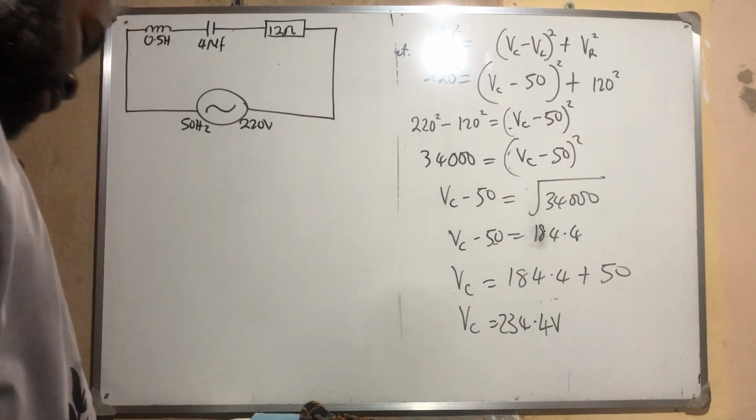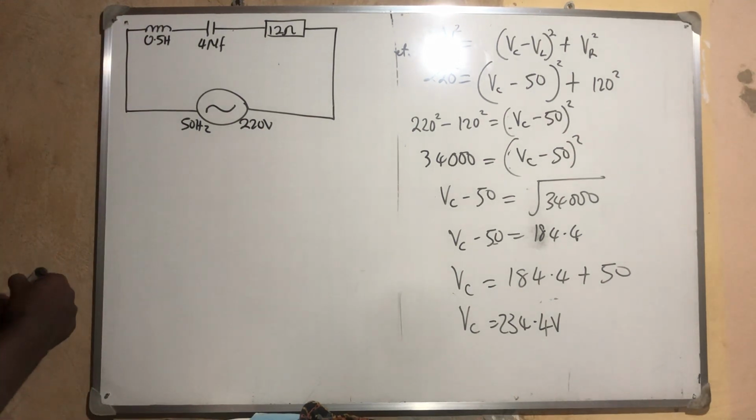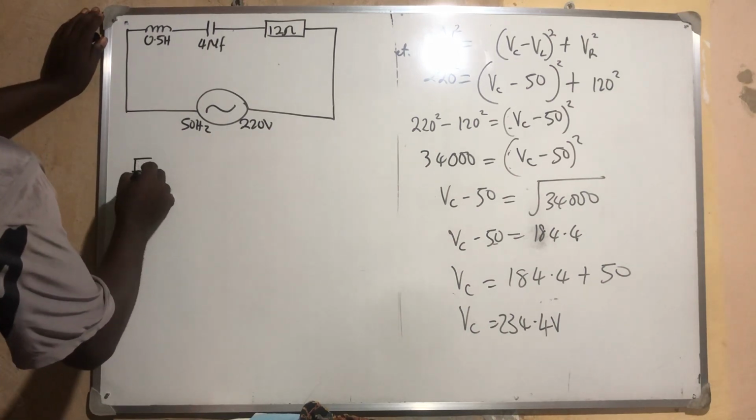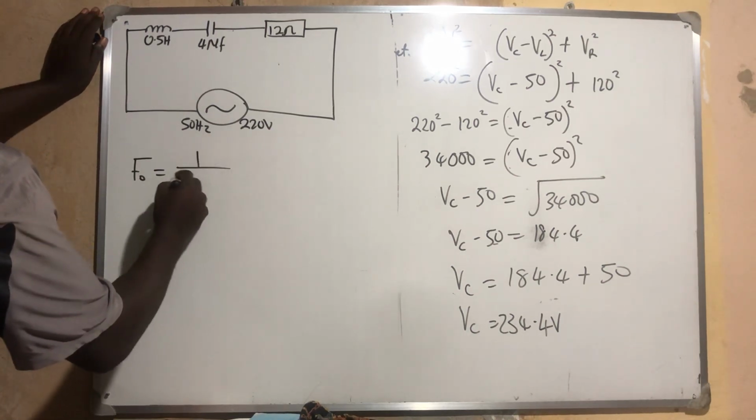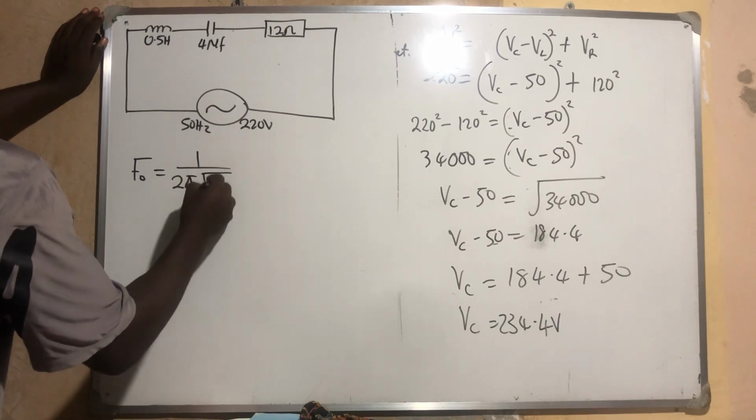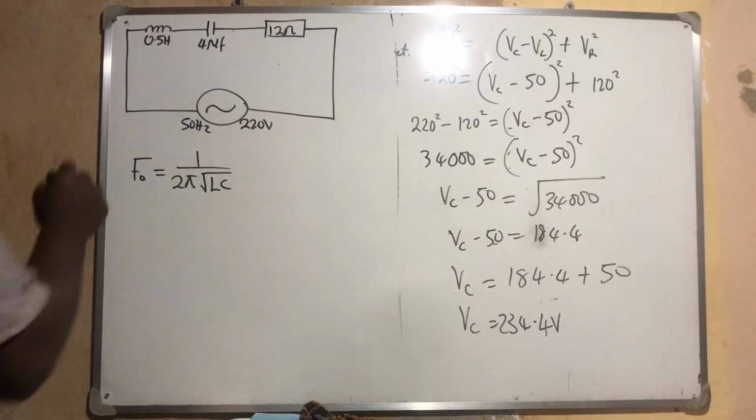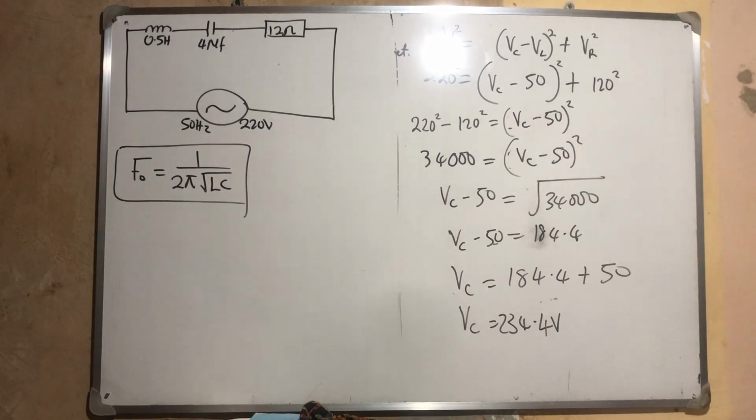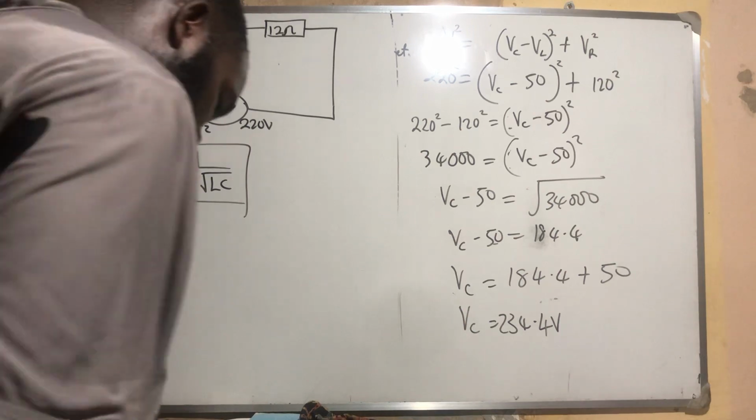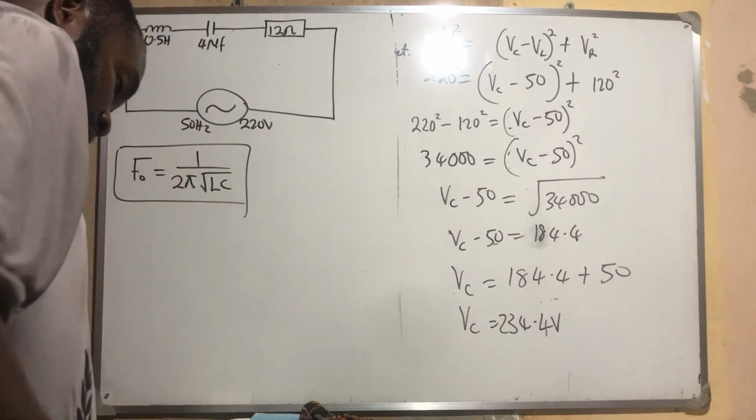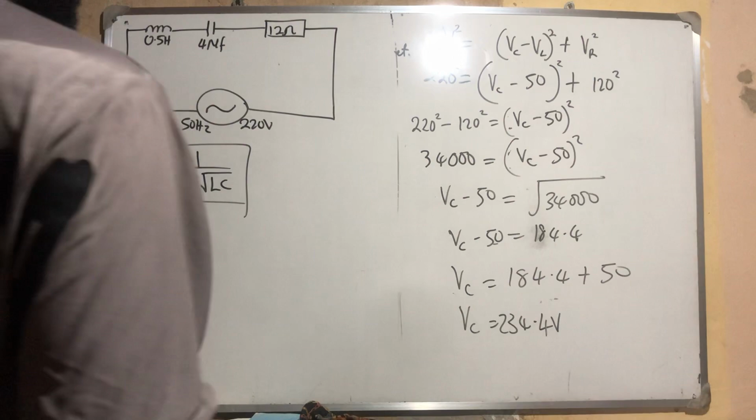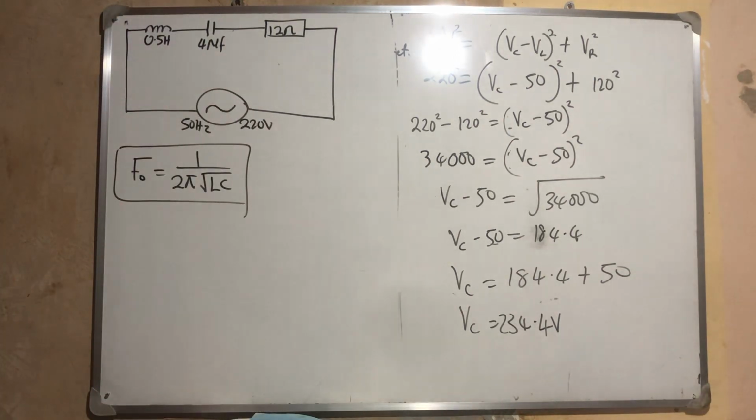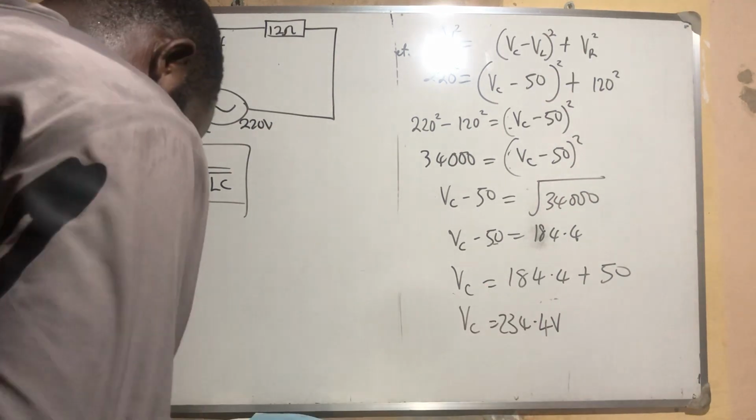The resonance frequency is given by F0, which is what? 1 over 2 pi square root of LC. Please, this formula is another important formula. Okay? The square root of this, the resonance frequency. Or, let's see if we can get the answer by calculating the resonance frequency. Okay, this is the formula for the resonance frequency anyways.